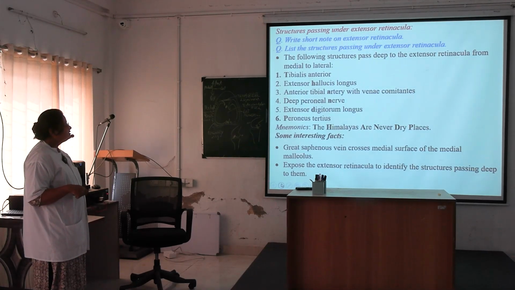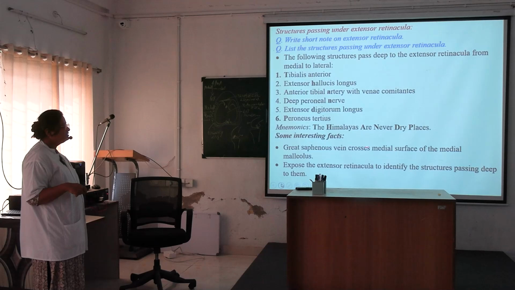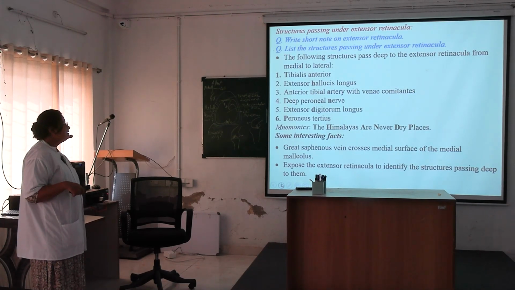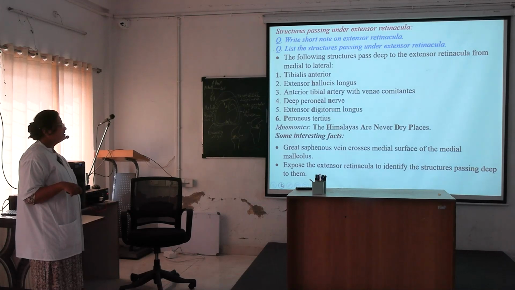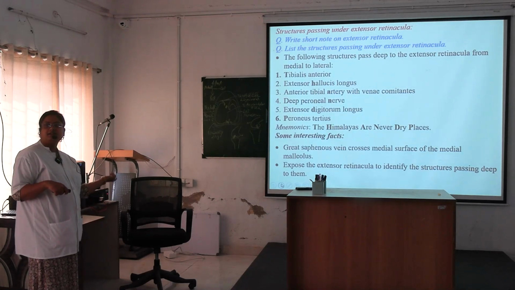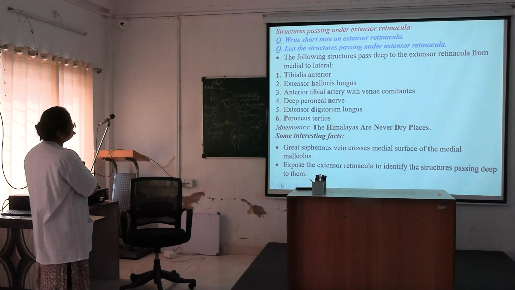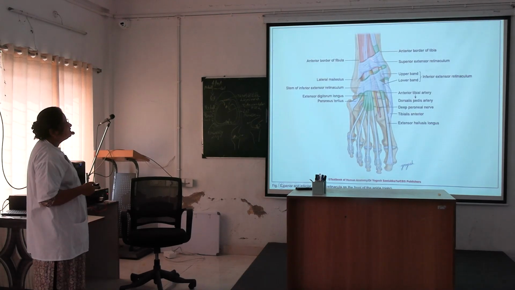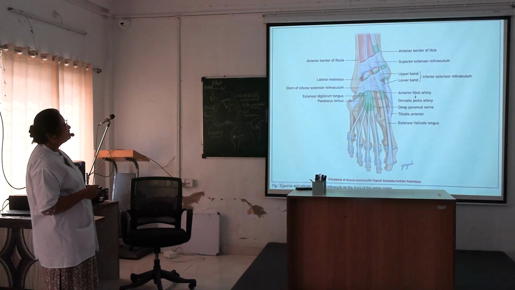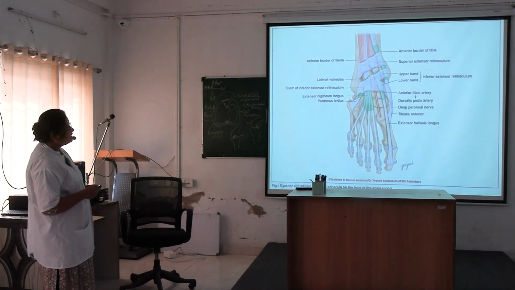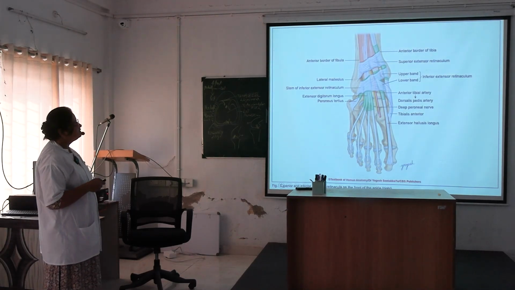Now some interesting facts: the great saphenous vein crosses the medial surface of the medial malleolus. You have to expose the extensor retinacula to identify the structures passing deep to them, and you will get all these structures after reflecting the extensor retinacula. See these structures: superior extensor retinaculum, inferior extensor retinaculum, Y-shaped. Structures lying deep to it from medial to lateral, you see.